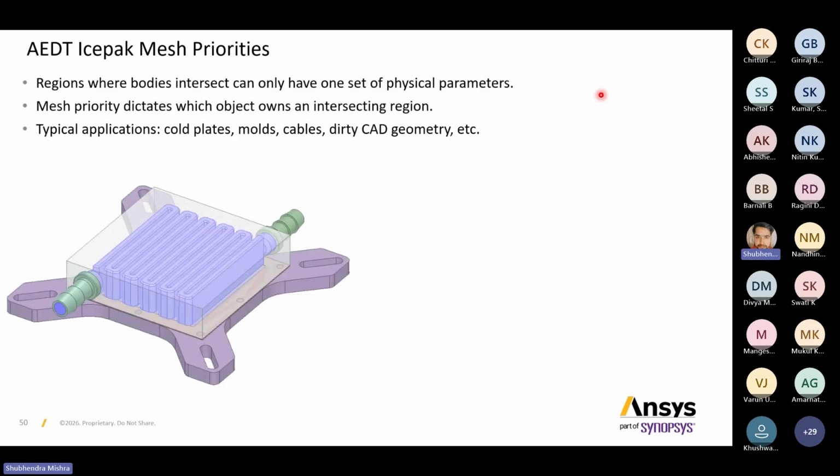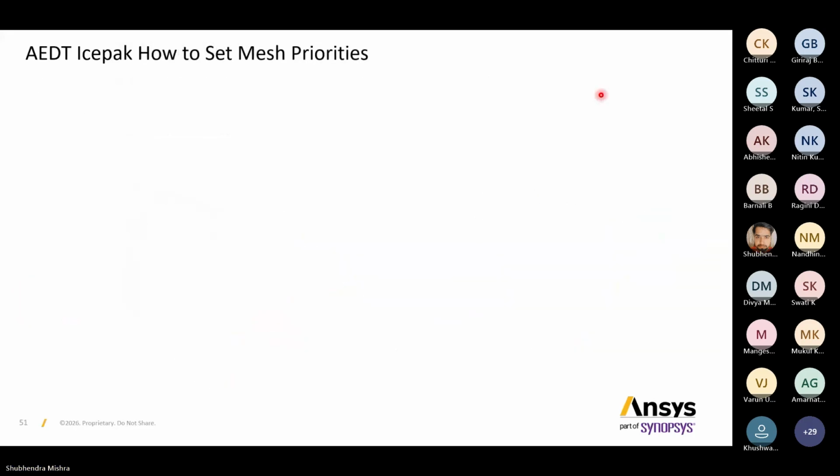Just for example, I have given multiple mesh regions. There's a cold plate, a mold, a cable, and a CAD geometry. Accordingly I can assign the mesh priority, and mesh priority will tell you which mesh will be solved first and which later.